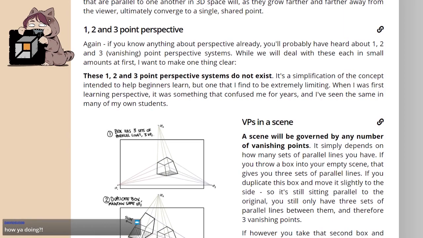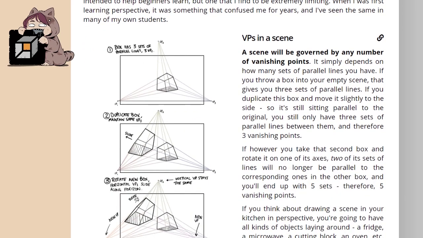If you know anything about perspective already, you'll probably have heard about 1, 2, and 3 vanishing point perspective systems. While we deal with these each in small amounts at first, I want to make one thing clear. These 1, 2, and 3 point perspective systems do not exist. It's a simplification of the concept intended to help beginners learn, but one that I find to be extremely limiting. When I was first learning perspective, it was something that confused me for years, and I've seen the same in many of my own students. So I'm gonna read this and then we'll go through the picture, I think.